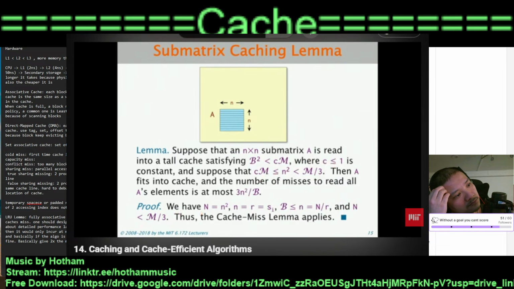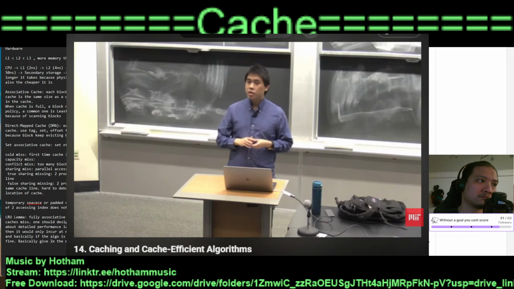And therefore, I can use the cache miss lemma. The cache miss lemma tells me that I only need a total of 3n squared over B cache misses to read this whole thing in. Any questions on the submatrix caching lemma?